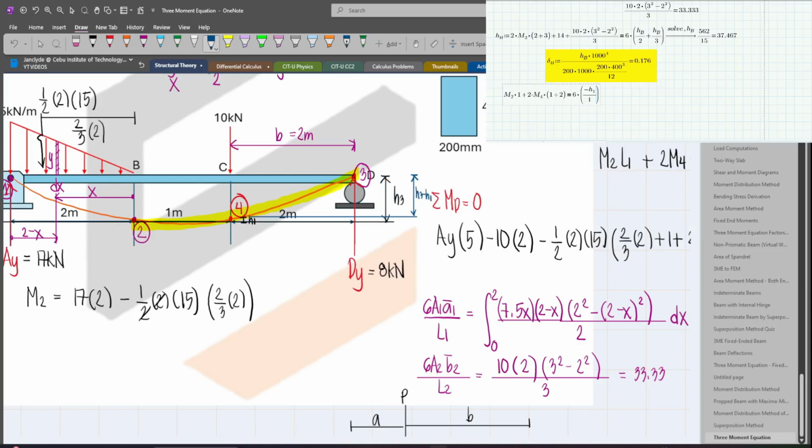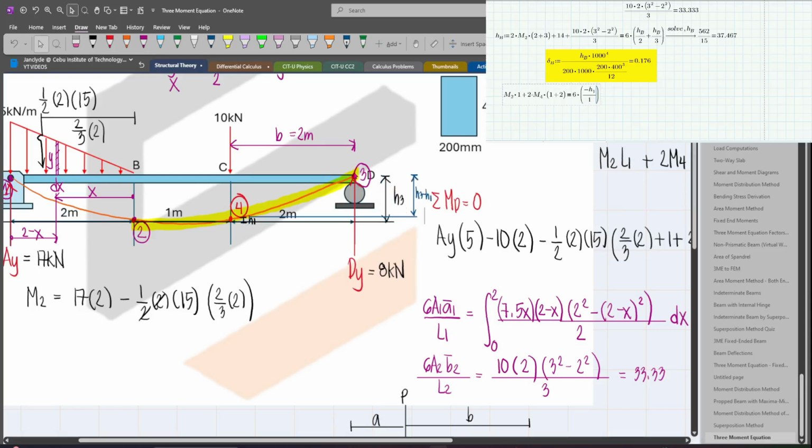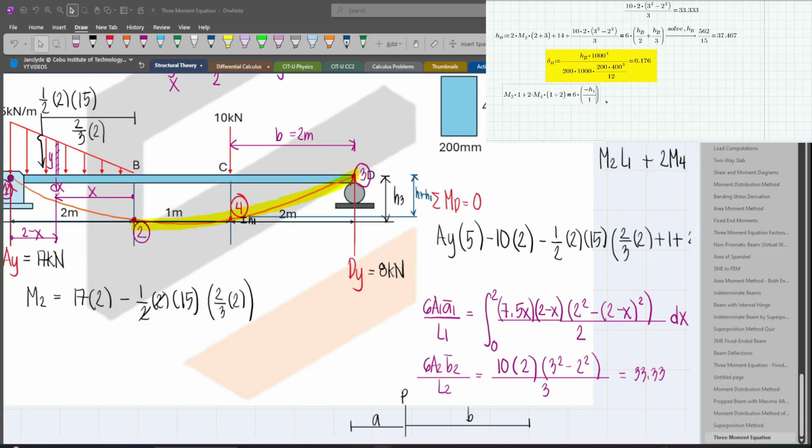Ayan. So, ito yung vertical distance separating point 3 and 4. So, we would have plus, then H sub 3 minus H sub 1 divided by the second span from 4 to 3, which is 2 meters. Now, we want to solve H sub 1. But we have 2 unknowns since wala tayong H3.